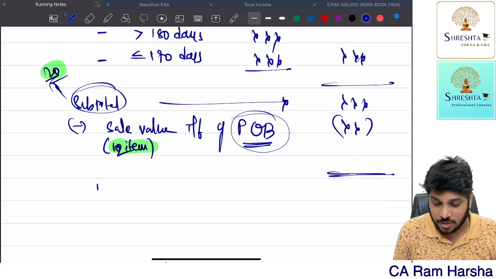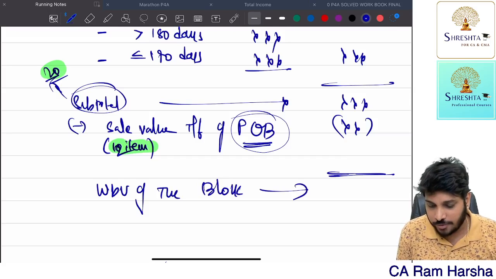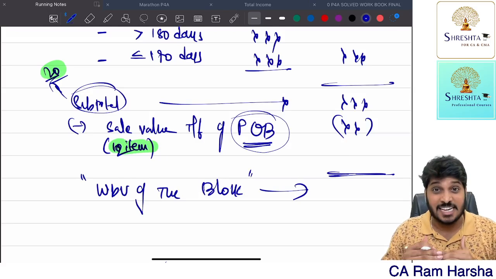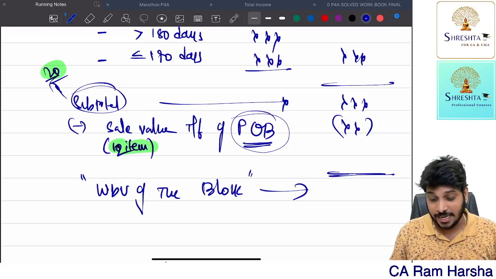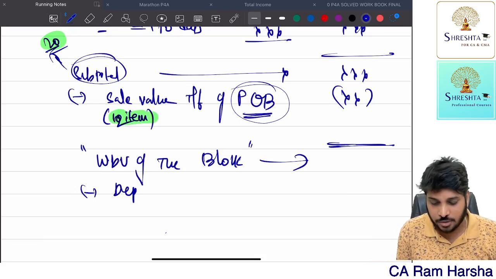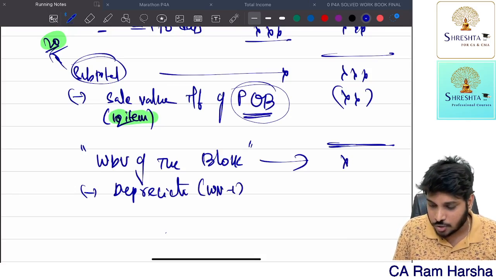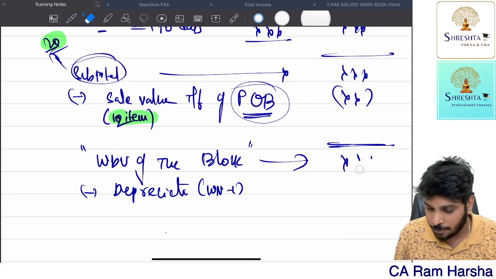Now you will have this value, the written down value of the block. What is it called? Written down value of the block. This is called the written down value of the block. Getting it? On this value, we calculate depreciation, which is working note number 1. So compute the written down value.